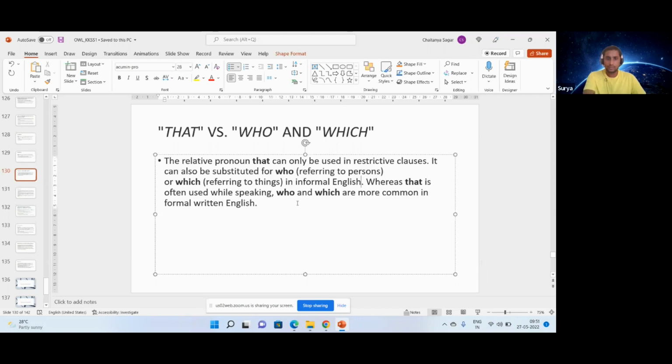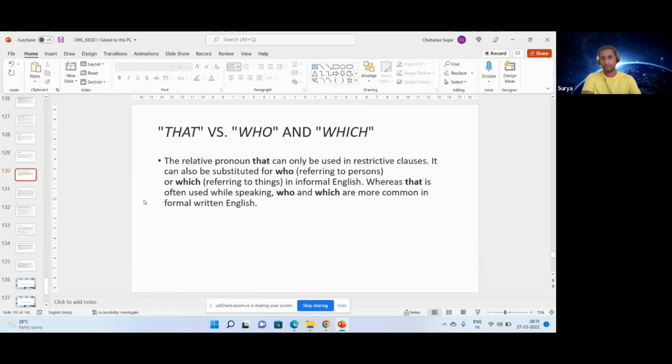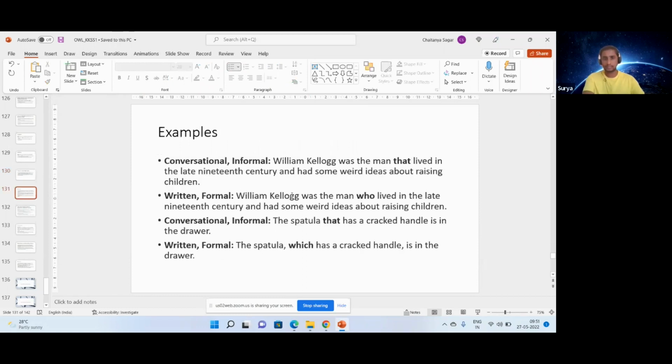So in case of formal English, which means written communication, who and which are particularly used because there is a distinction. They distinguish the person and the things. That is easily replaceable for these two, but it still does not give adequate clarity to the reader. So we'll see with examples in which cases we use them.